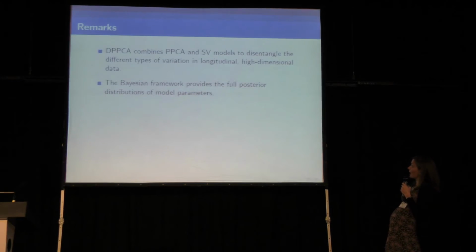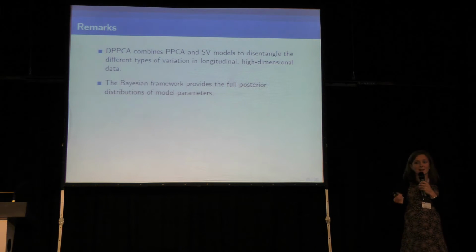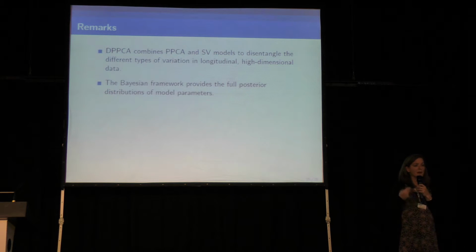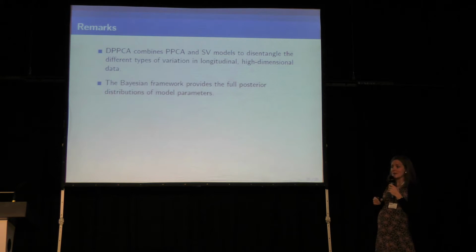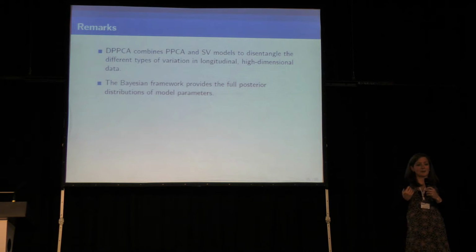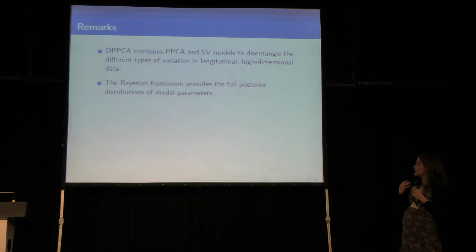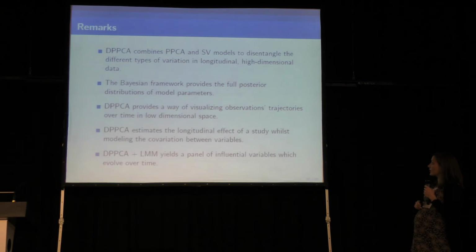So to conclude, DP-PCA is, I feel, a little bit of a cheat. Essentially, it takes Tipping and Bishop's PPCA model and extends it in a very straightforward manner. It does so by combining PPCA and stochastic volatility models, and this allows us to disentangle the different types of variation, or of dependence, essentially, in longitudinal and high-dimensional data. The Bayesian framework is particularly nice. It gives us nice ways of assessing uncertainty, gives us full posterior distributions, and so on.